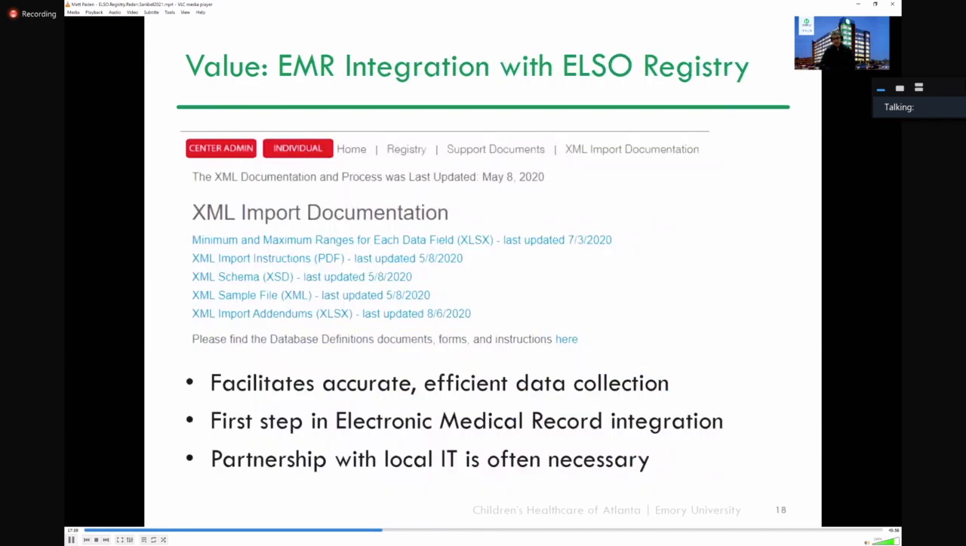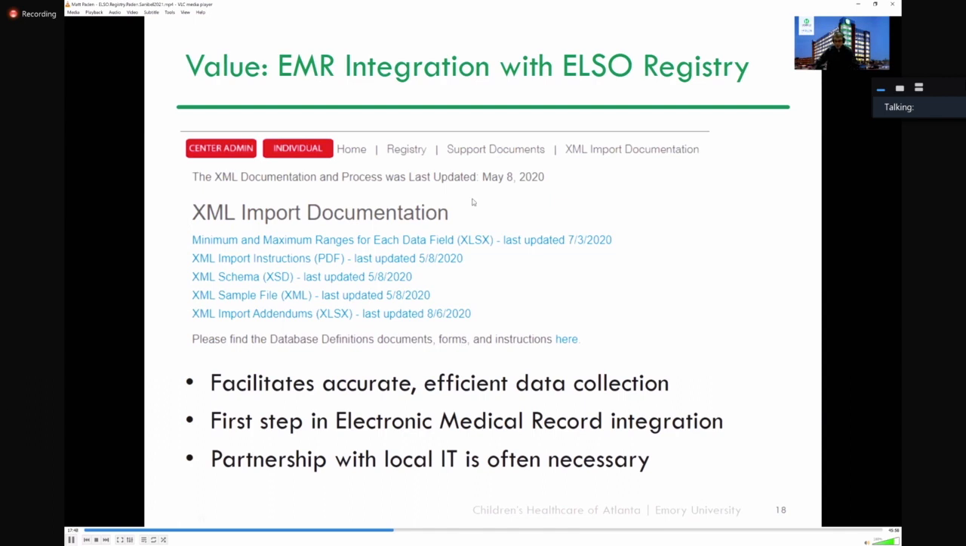The next part of value is our most requested thing, and that is integration with the EMR, to take all of those data fields that we're having you put in and be able to take them directly from the EMR to the ELSO registry. It's a much tougher problem than it sounds like, but we're moving in that direction. There is something called XML, which stands for Extensible Markup Language, and most EMRs can take data fields and export them into this XML format.